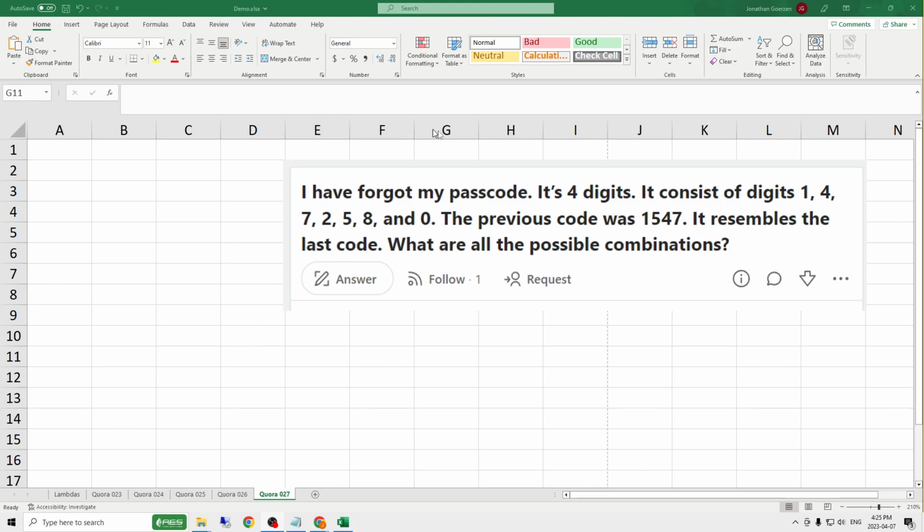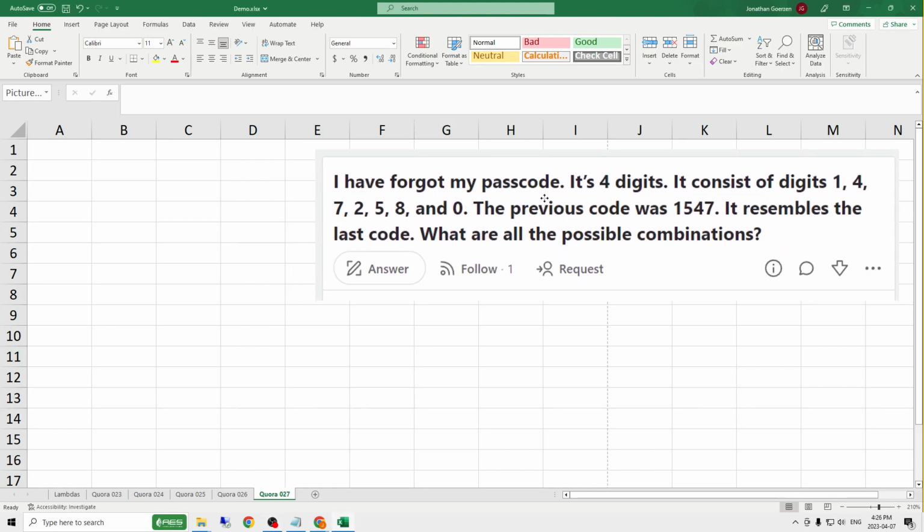Today I'm going to answer the question from Quora. I have forgot my passcode. It's 4 digits. It consists of the digits 1, 4, 7, 2, 5, 8, and 0. The previous code was 1547, and it resembles the last code. What are all the possible combinations?